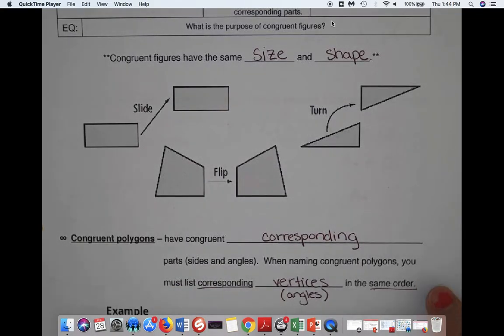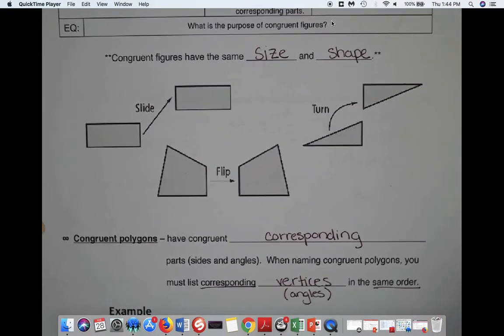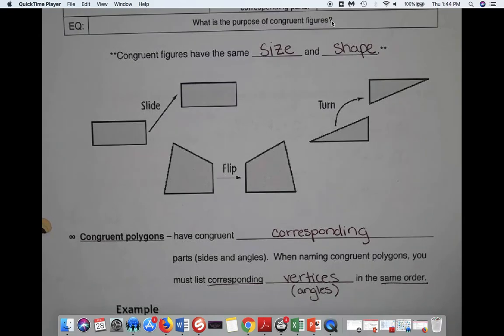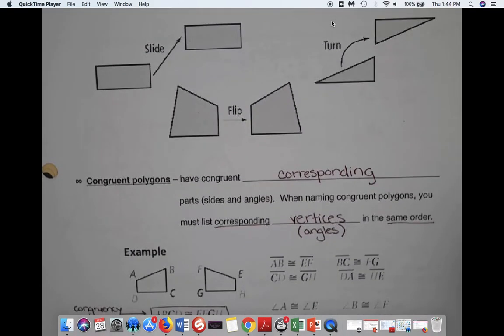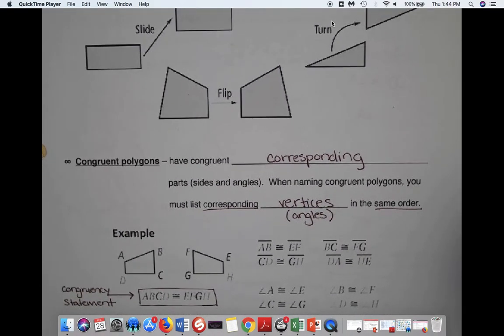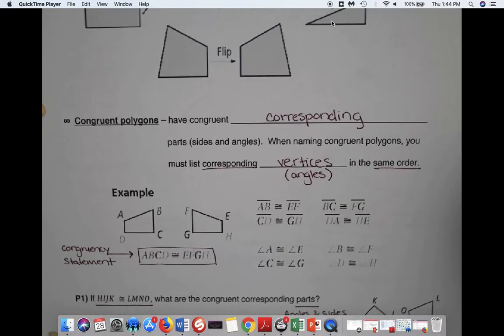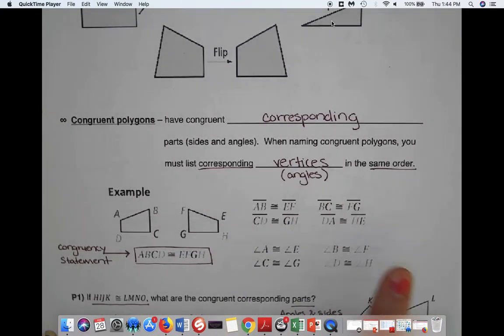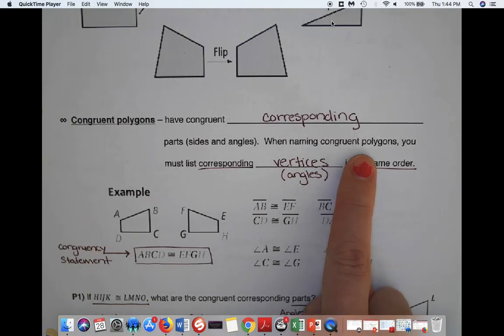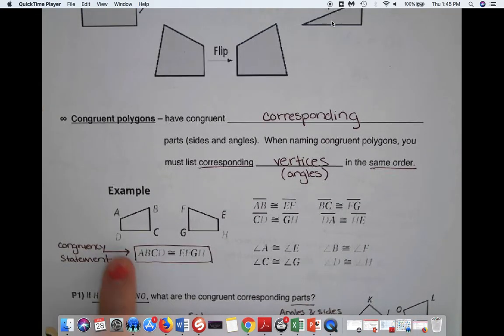And what I'm going to stress here is the naming of congruent polygons. You need to make sure that you list corresponding vertices in the same order. Vertices refer to the angles. Just by looking at the names of the polygons, the congruent polygon names become a congruency statement.